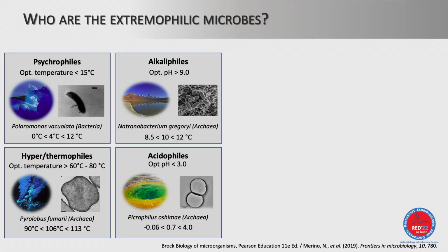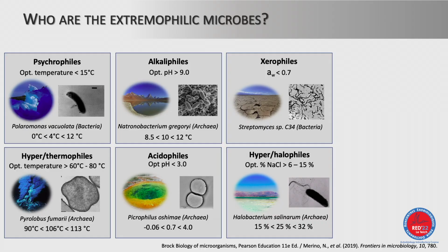Concerning the pH, we have the alkalophiles for a very high pH. So they grow at pH over 9. And here is an example with Natronobacterium gregoryi, which was isolated from a soda lake. And at the other extreme, we have acidophiles with really low pH, so below 3. And Picrophilus oshimae was isolated from a geothermal vent.